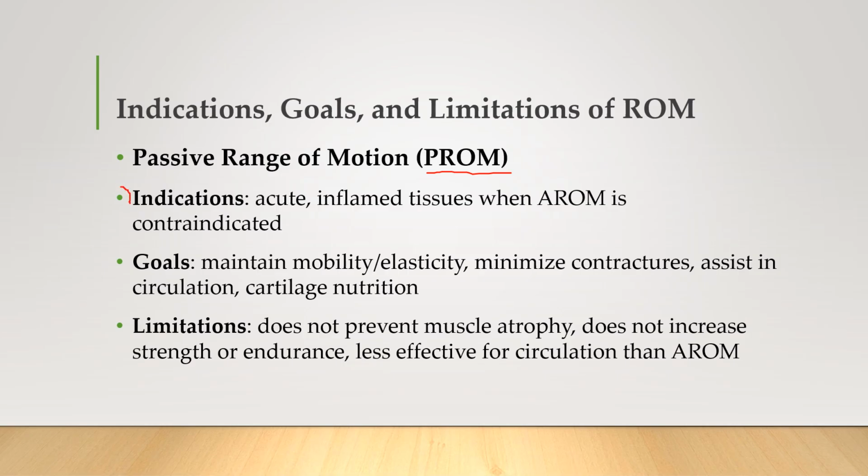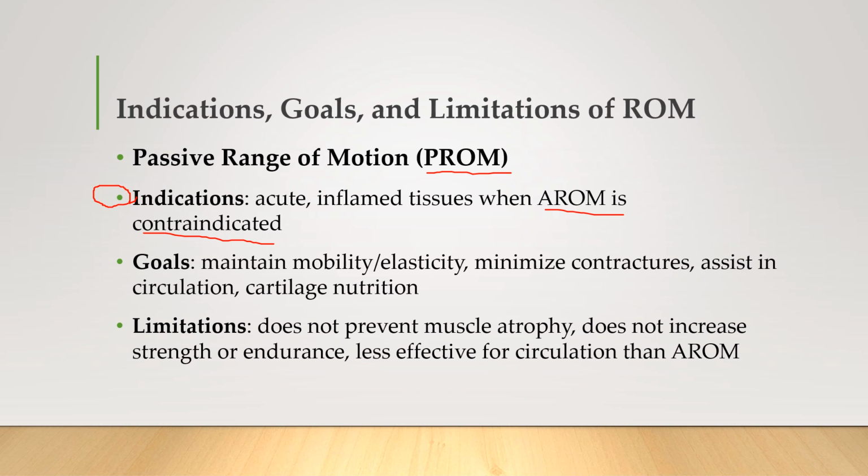So when are we going to use passive range of motion? Well, we're going to use it whenever there is acute inflamed tissues or acute pain, acute inflammation, or when active range of motion is contraindicated. So a lot of our surgical interventions, something like a rotator cuff repair, especially if it's a large one, there's going to be protocols that call for no active range of motion, no muscle contractions.